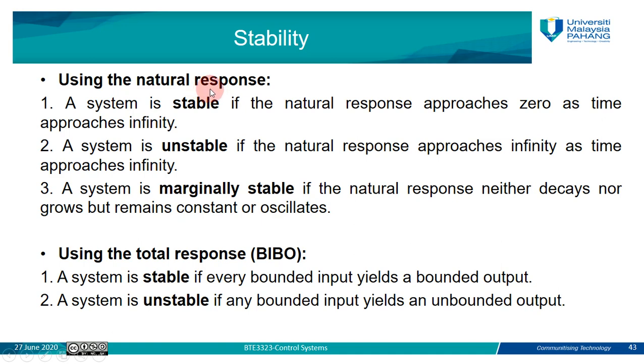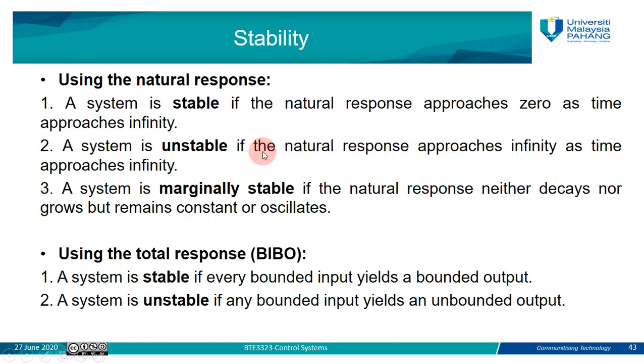In terms of the natural response, the system is stable if the natural response reaches zero. If the value of the natural response is close to zero, that means the system is stable. We need to make the natural response close to zero, and in this case we reach system stability. The system is unstable if the natural response approaches infinity. The natural response is very high and cannot go to zero, so it goes to infinity. In this case, we call the system unstable.